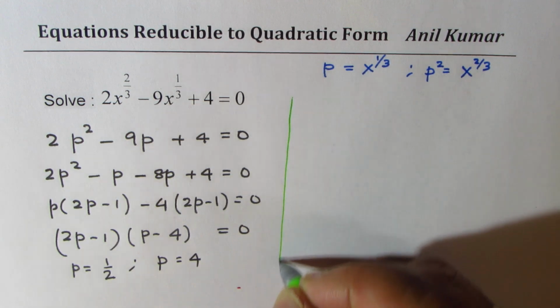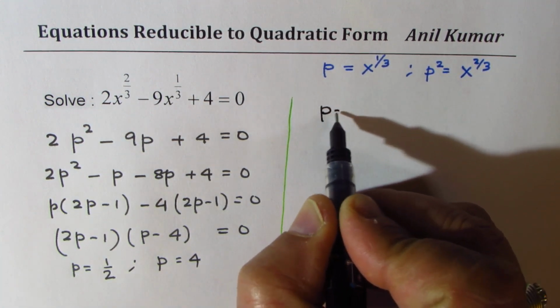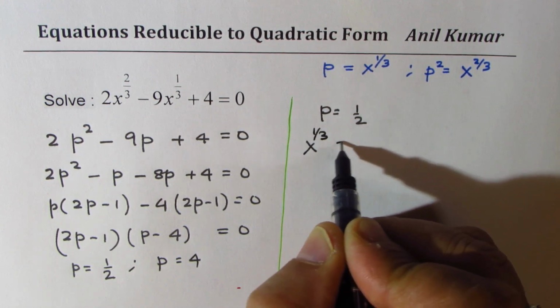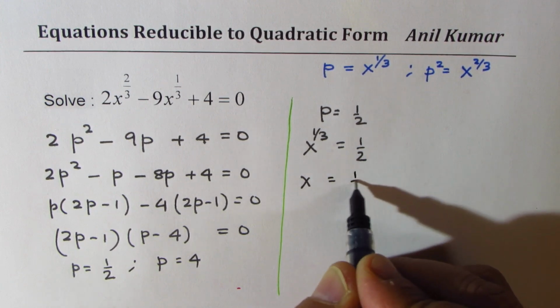Now we can find what x is. So I hope you got the strategy. So that is how you could solve all such questions, correct? So when we say p equals half, we are saying x to the power of 1 over 3 is half. So x is cube of half, correct?